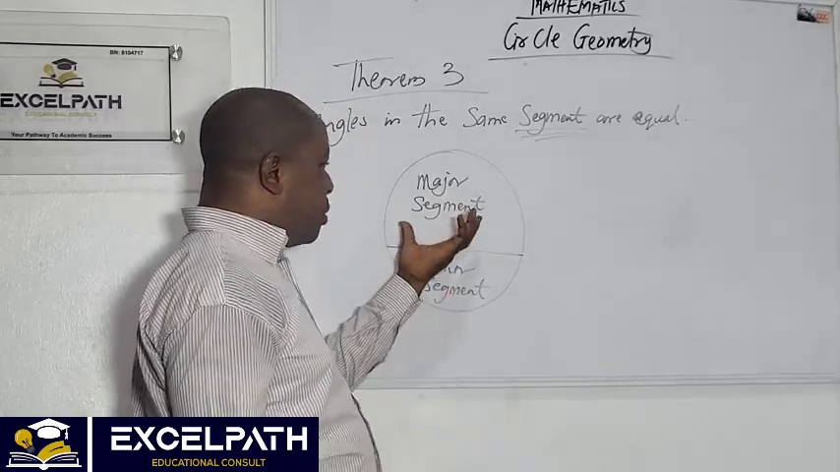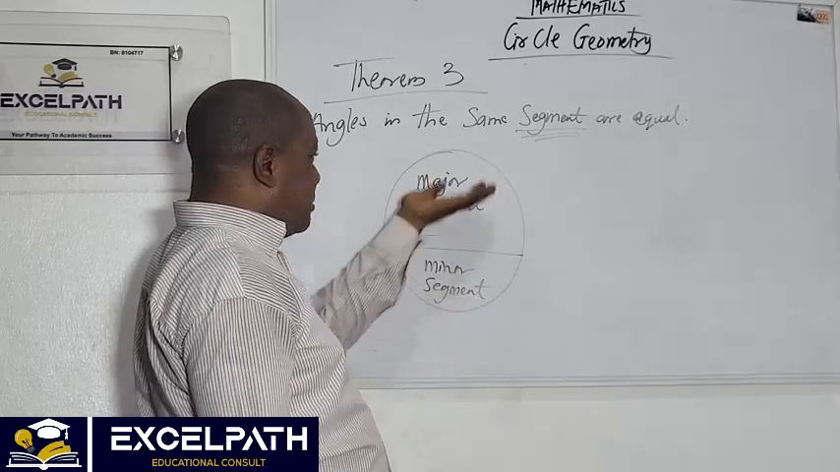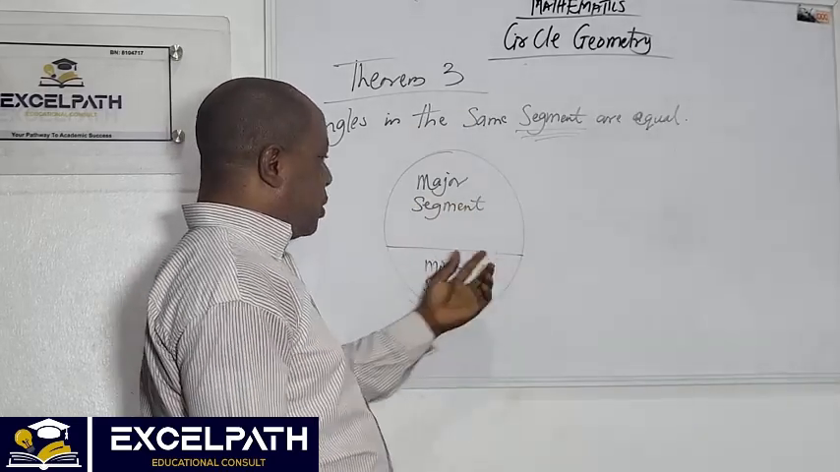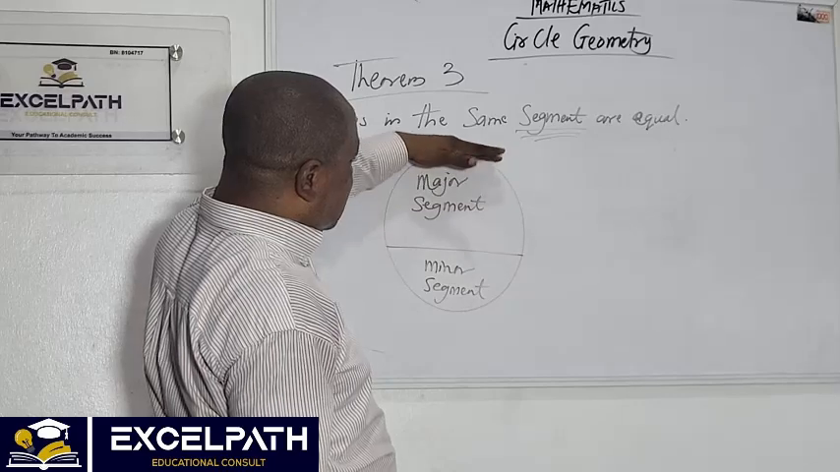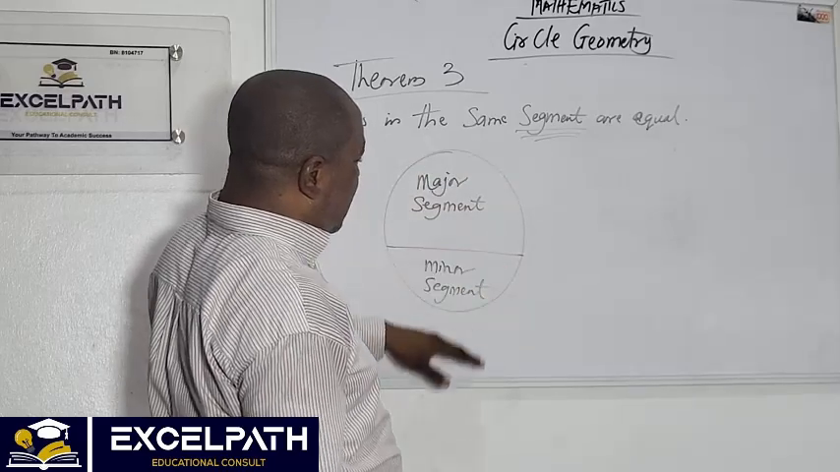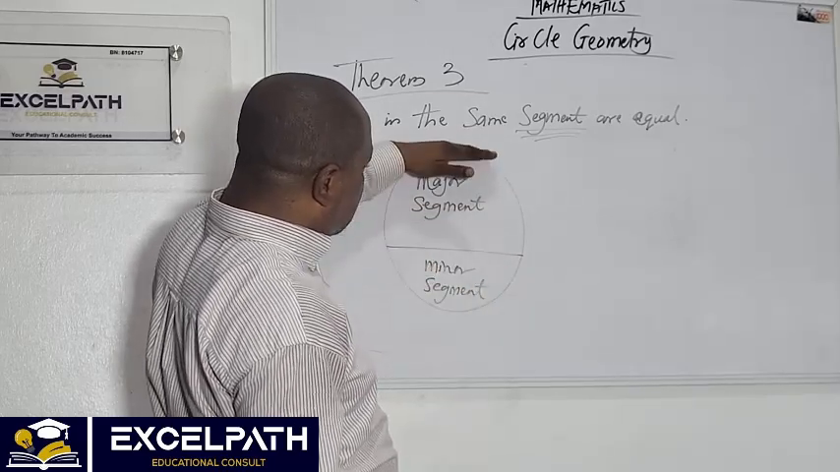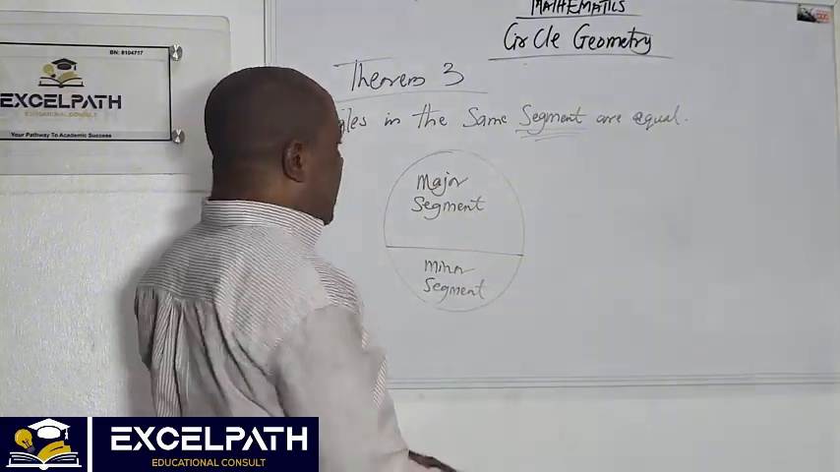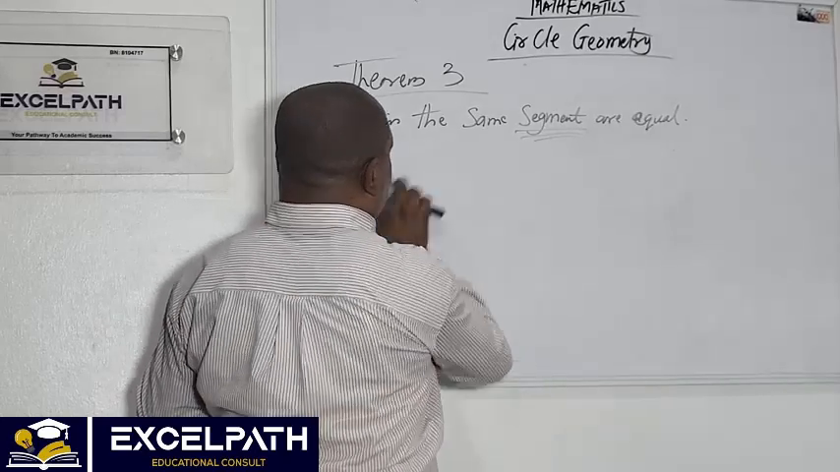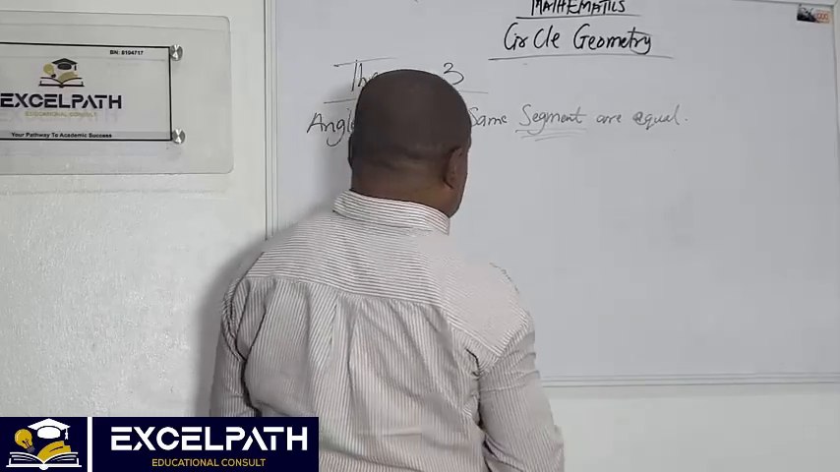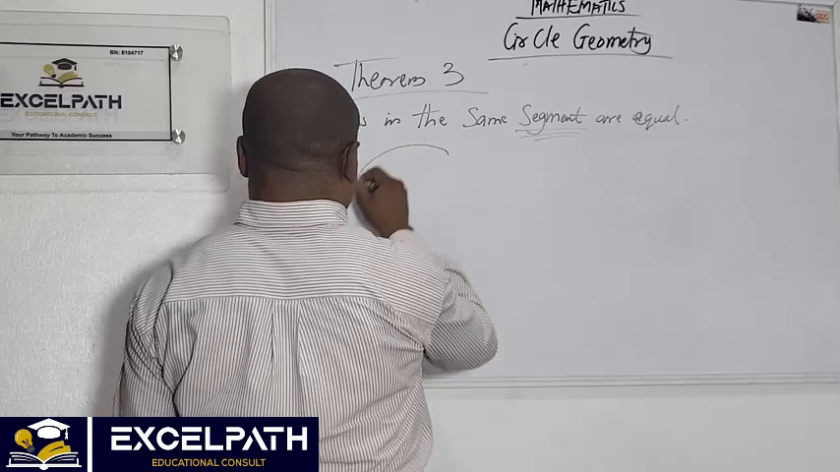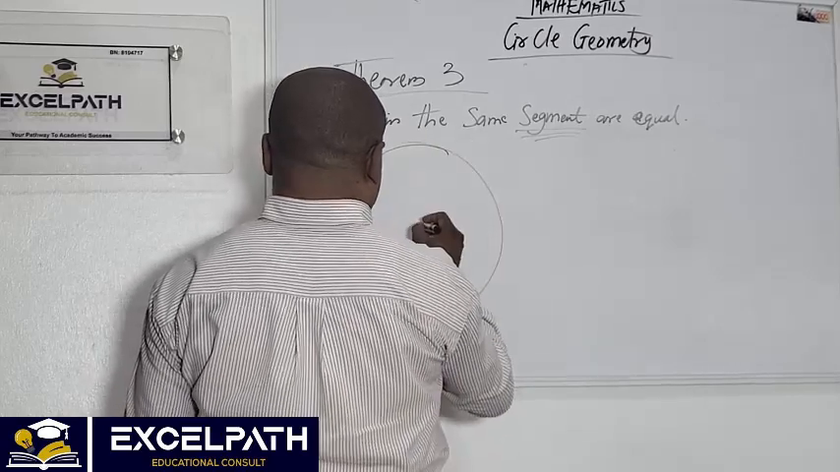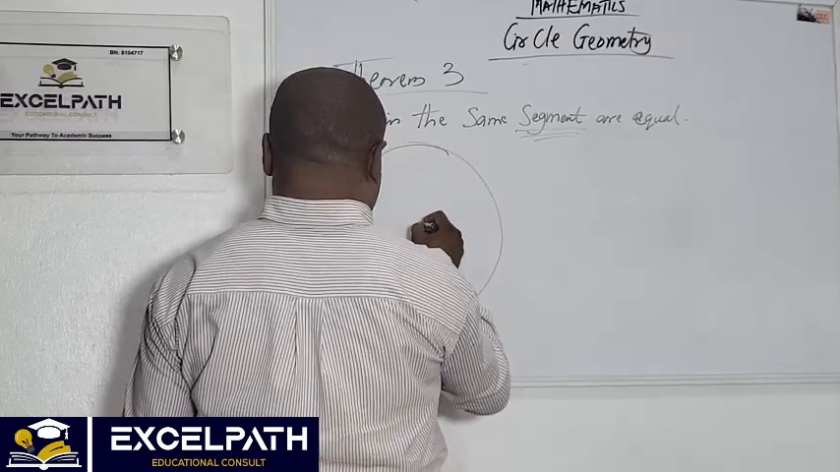But before that, do you know what a segment is? This is a segment. This segment is produced by this chord. Every area here is a major segment. All this one is a minor segment. A different segment. This place is another segment. This is another segment. Hope we know that. Now, let's quickly take one good diagram to illustrate this. This is our center.